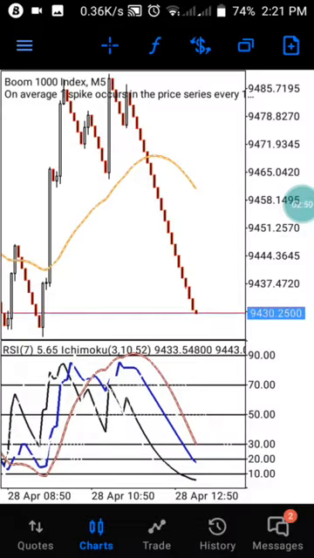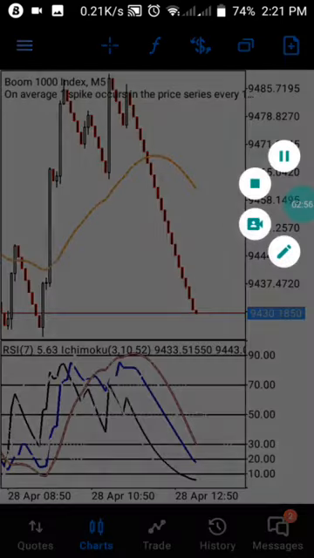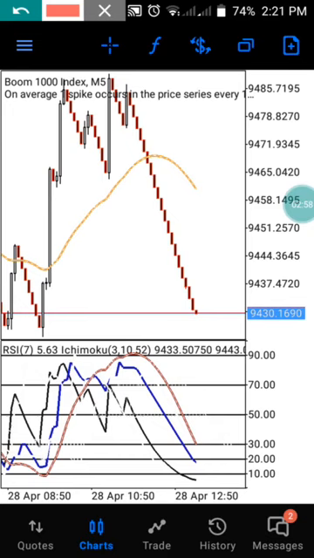So after you have the same settings on your phone, what are the things that you need to do? What are the things that you need to identify? The first thing you need to identify is the movement of the market. You see, this moving average here always helps you to identify the move of the market.